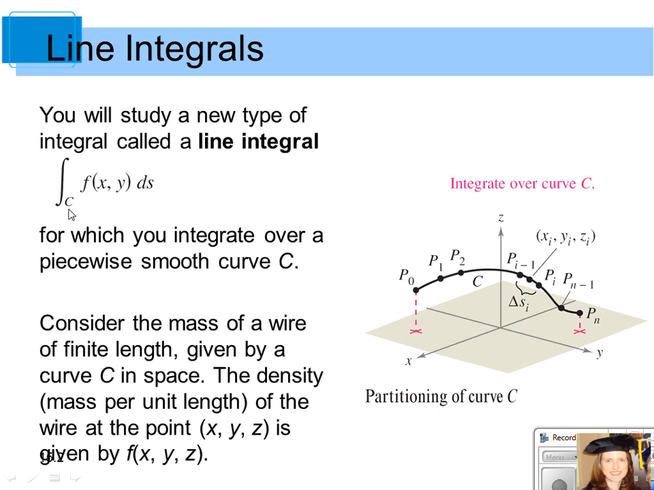A line integral is this integration symbol with the C, where C is the smooth curve, of some function of x and y ds. In this case, we're integrating over a piecewise smooth curve. Consider the mass of a wire of a finite length. Suppose this path is the shape of the wire, and the density varies. The density is given by that function f of x, y, z. Well, this line integral will help us find the mass of a wire.